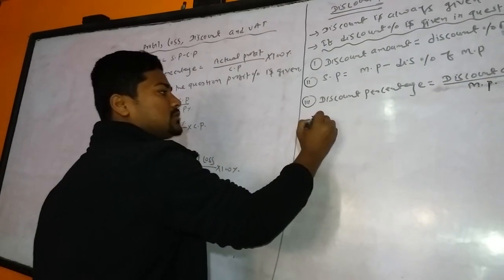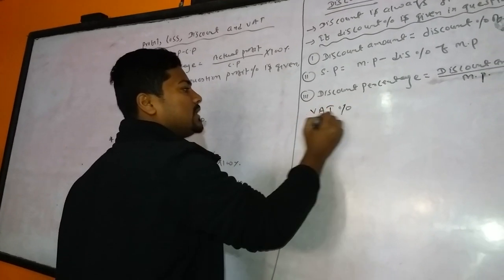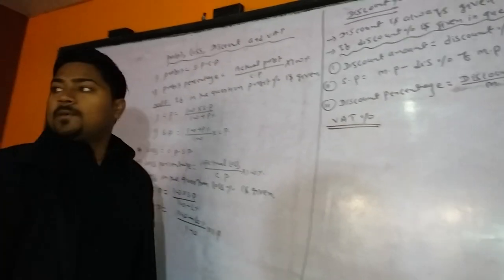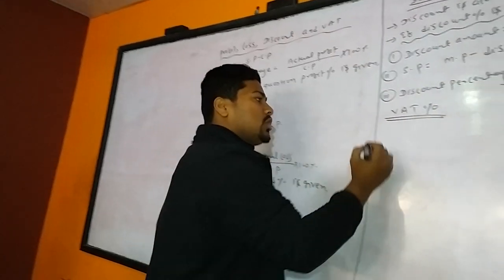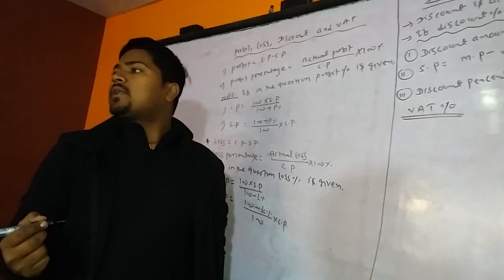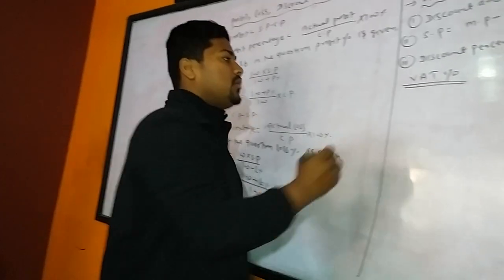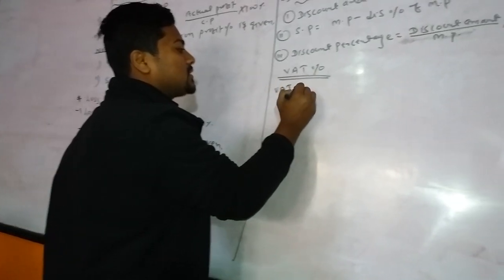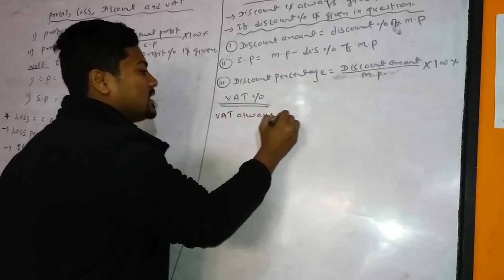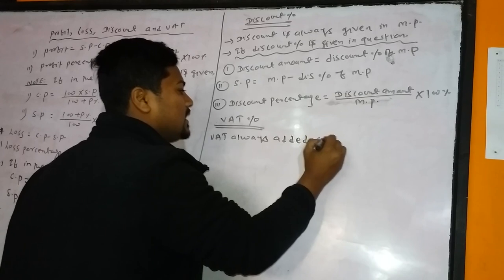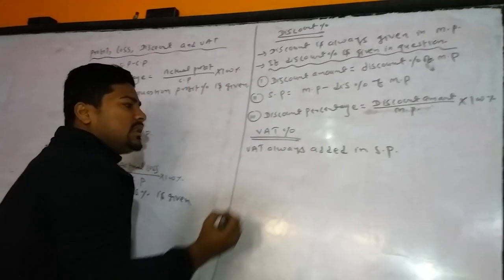So now, if the VAT percentage is given in the question, VAT is always added where? VAT is always added on SP. It means VAT is always added on SP.